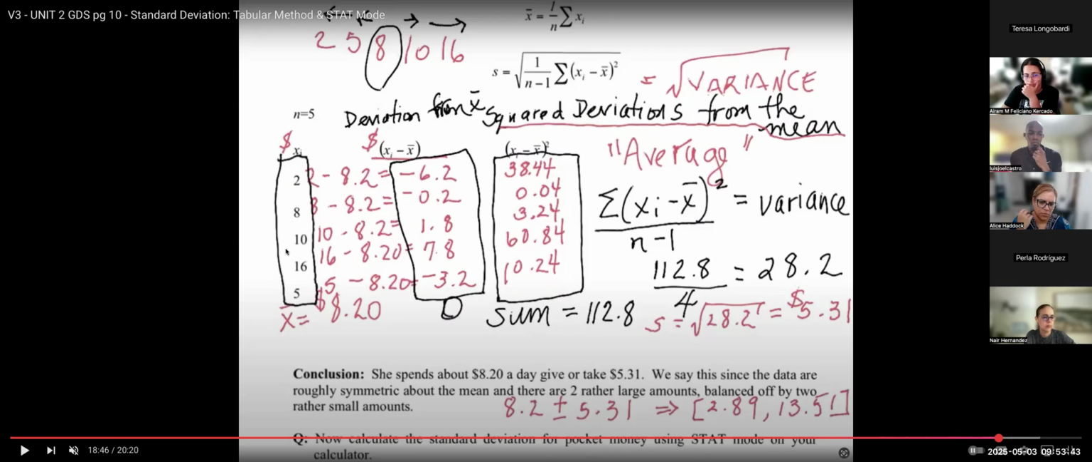Now go back to the data. How many of the observations are within 1 standard deviation? Is 2 within 1 standard deviation? No. Is 8? Yes. Is 10? Yes. Is 16? No. Is 5? Yes. So that's 3 out of 5. What percentage is 3 out of 5? 3 divided by 5 is 60%. So it's not exactly 68, but it's close.